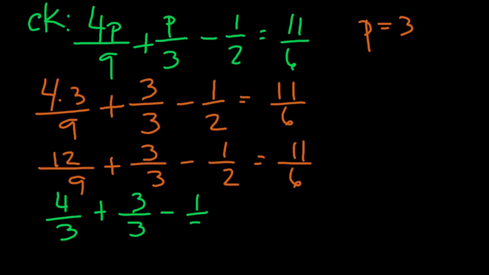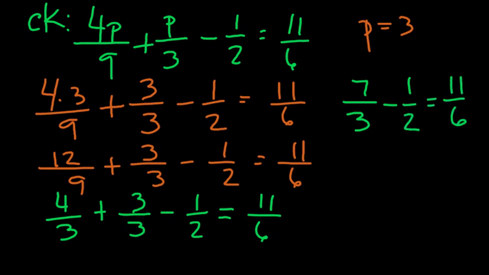Okay, so now we have that. Well, 4/3 plus 3/3, let's go ahead and add those because they have a common denominator. So that's 7/3 minus 1/2 equals 11 over 6. Now all we have to do is get these together, the 7/3 and the minus 1/2. We could get those with the common denominator 6. Then we would be in business.